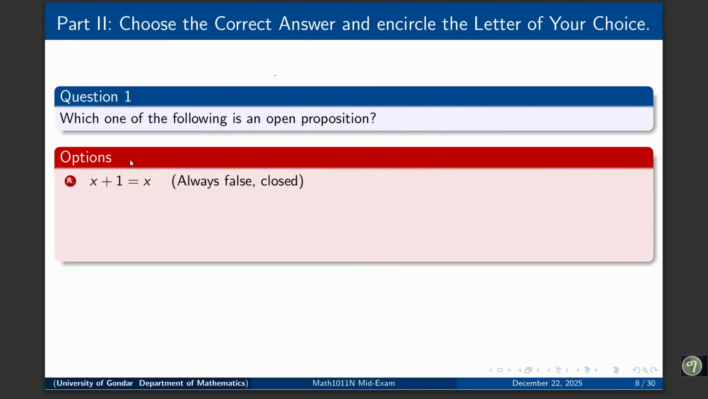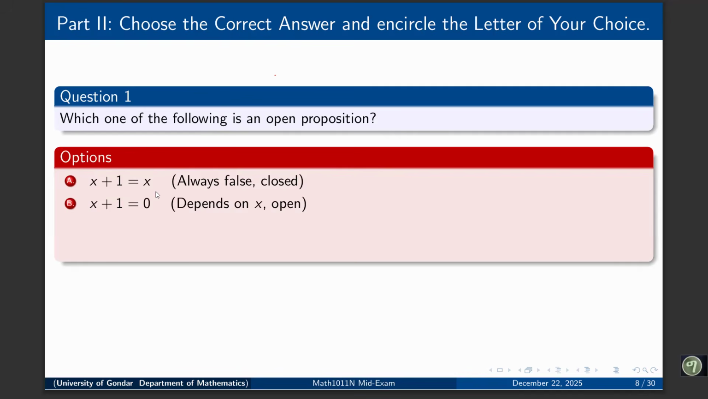The first option says x plus 1 is equal to x for every x. It's not open, it's closed, because it is always false. That means it is false because there is at least one element that cannot satisfy this condition. This is a false statement, so the truth value of this one will never depend on the value of x.